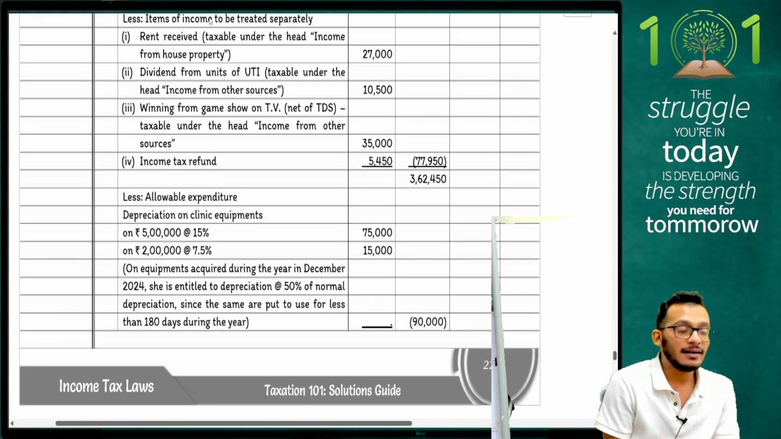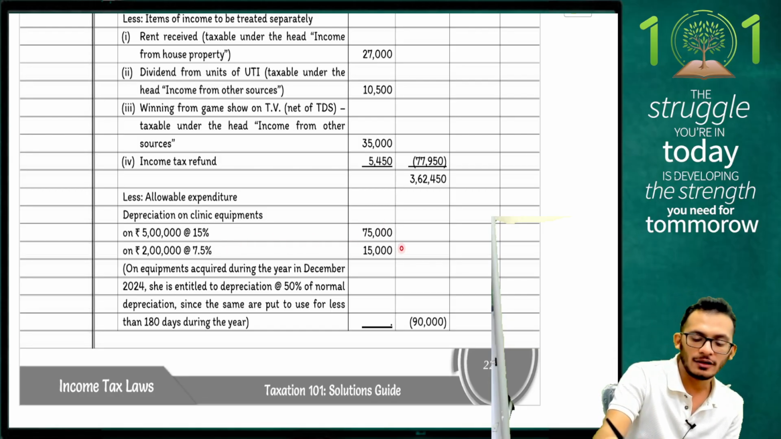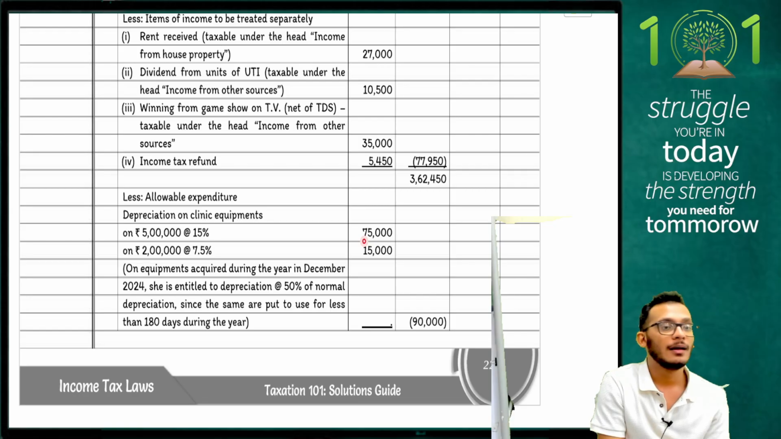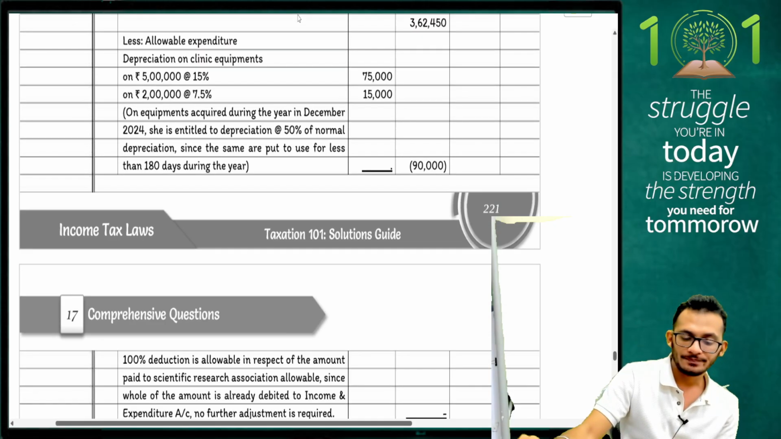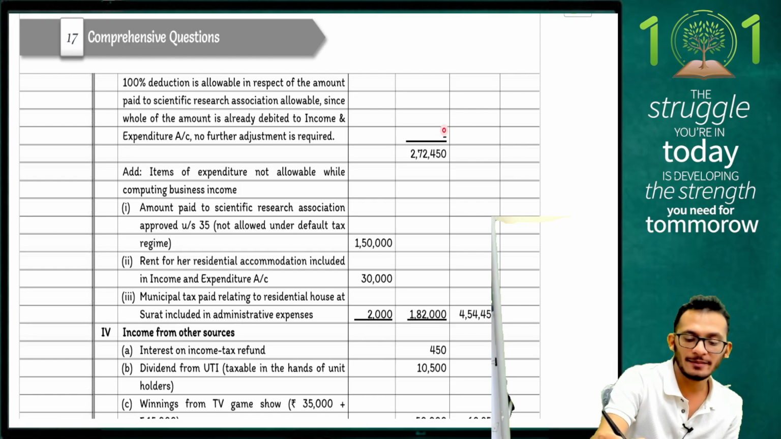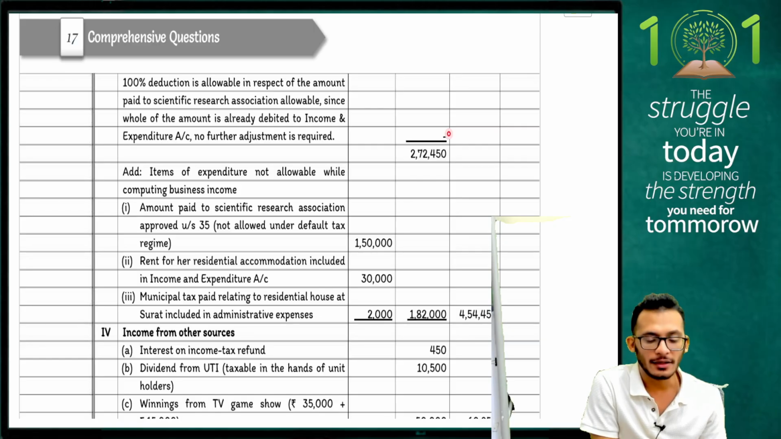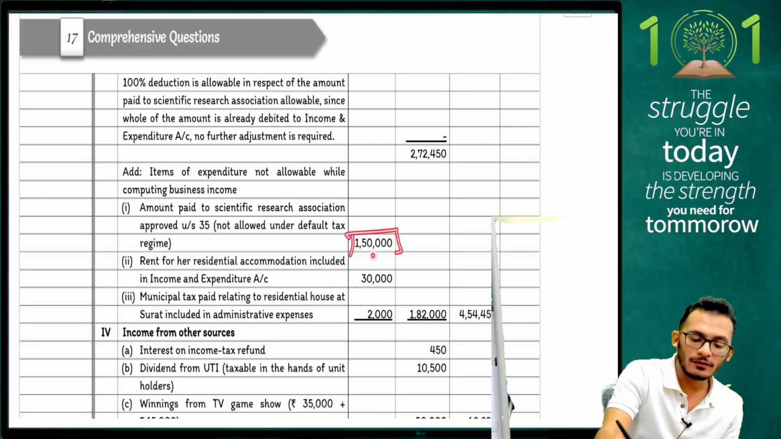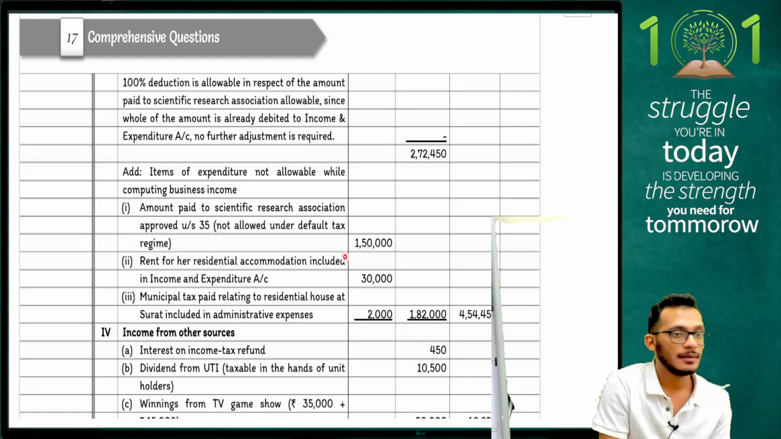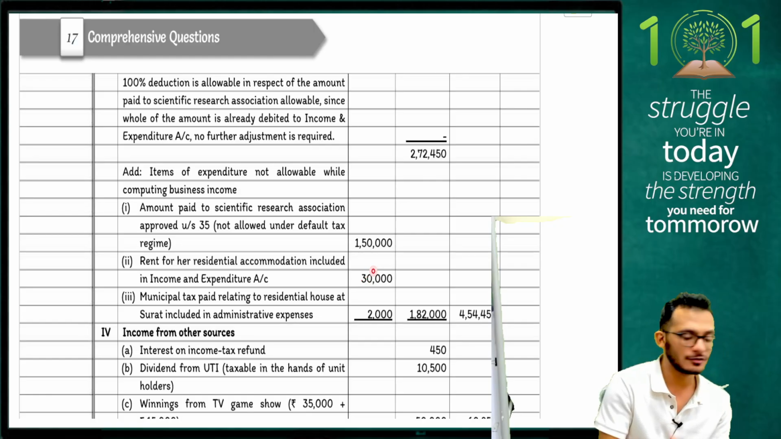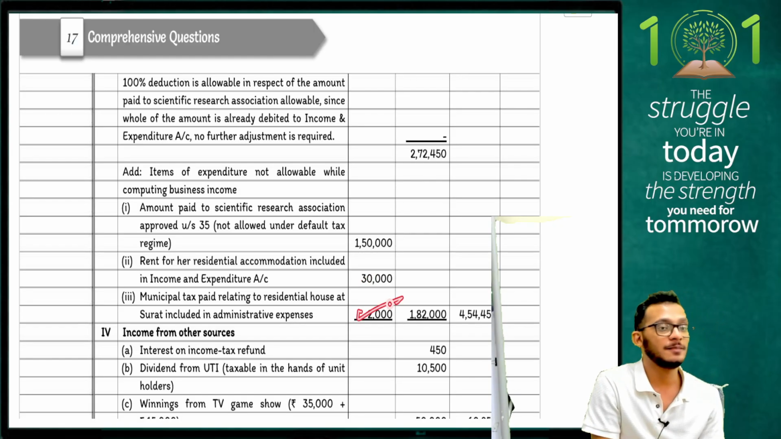Then I went to my deductions. In my deductions, I had depreciation on asset at 15% on opening balance and 7.5% on my additions put to use for less than 180 days. Then I had my scientific research expense, which I said is fully allowable only under ATR, not allowable under DTR. Therefore, they have disallowed 1,50,000 under DTR. They also disallowed 30,000 rupees, which was my personal rent paid for my own house, and 2,000 rupees for the municipal tax, which is paid on my let out house.